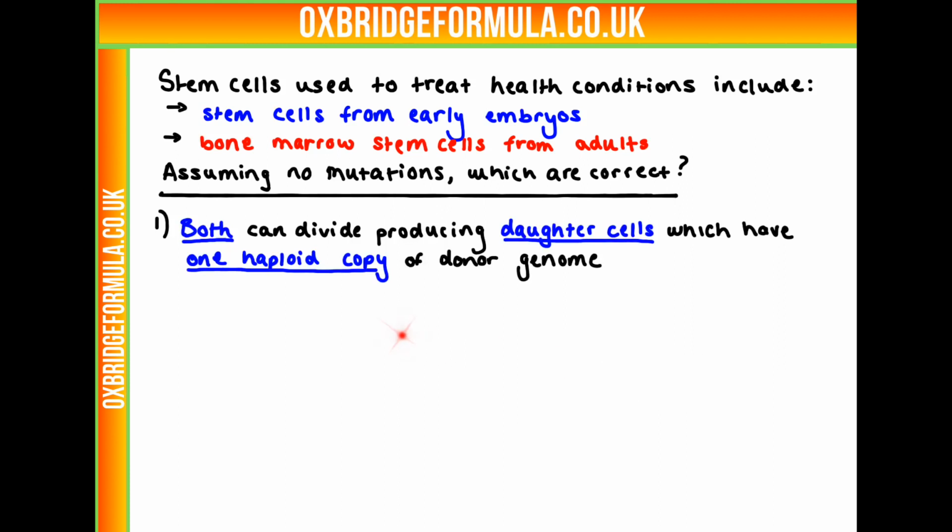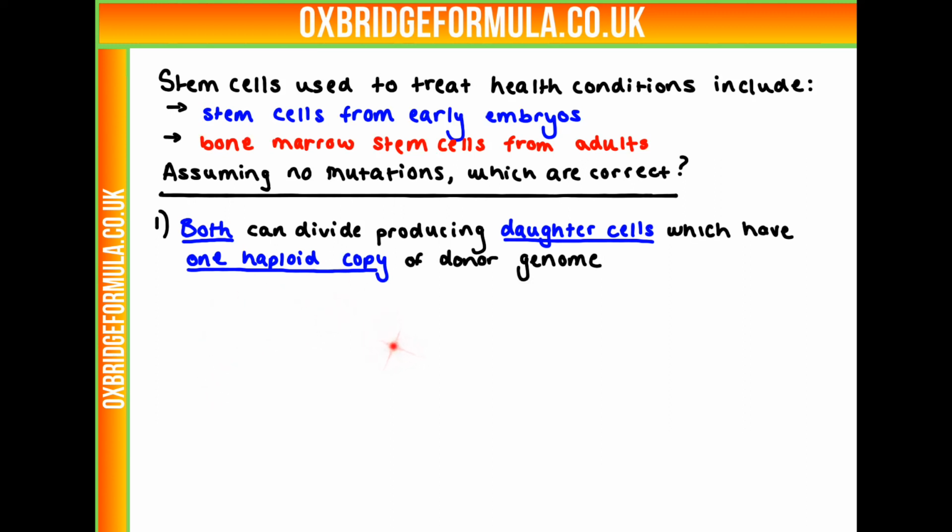So starting with our first one. Both types of stem cells can divide, producing daughter cells which have one haploid copy of the donor genome. So the first thing to note is, what does haploid mean? So haploid means we only have half of the genome. So instead of 46 chromosomes, we only have 23.